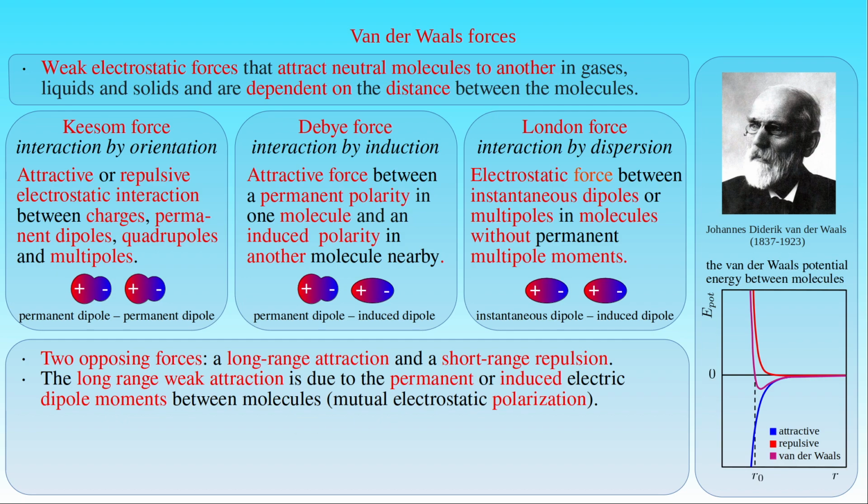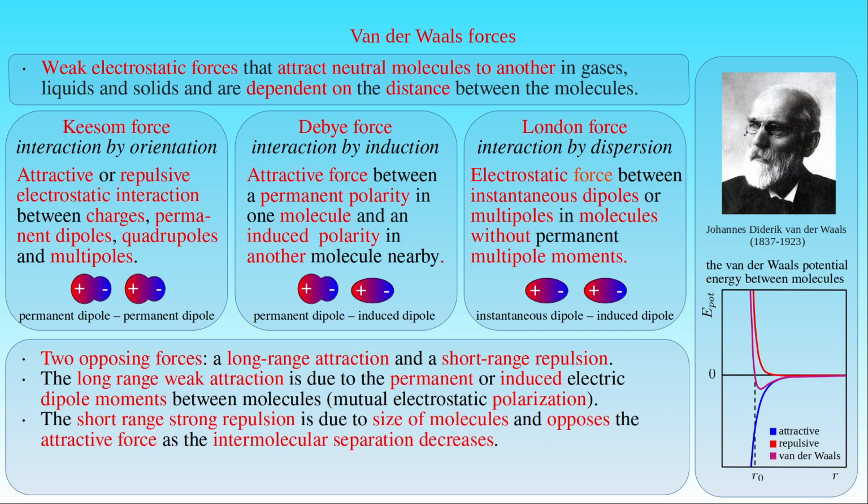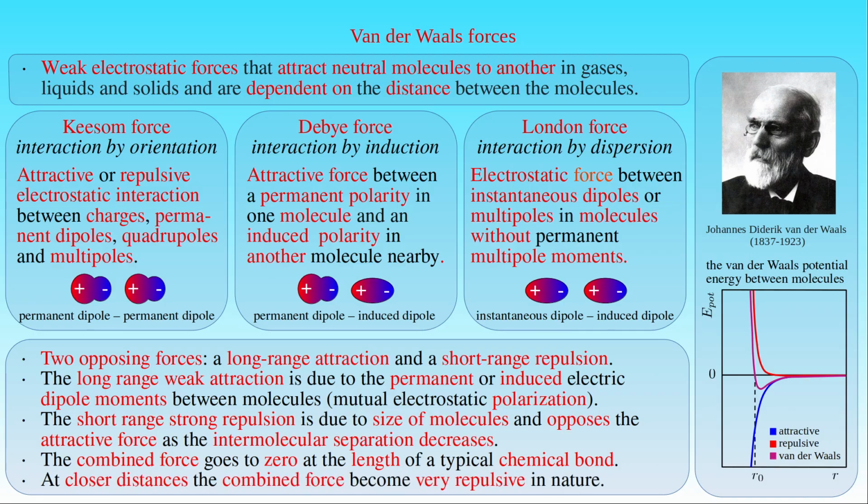This repulsion is therefore due to the size of the molecules and opposes the attractive force as the intermolecular separation decreases. The combined force goes to zero when the interatomic distance reaches approximately 0.2 nanometers, denoted by R0, which is about the length of a typical chemical bond. At closer distances, the combined force becomes very repulsive in nature. When van der Waals developed a discrete model of real gases to describe their behavior by applying the molecular theory of matter, he introduced corrections in the ideal gas equation based on these two characteristics of the electrostatic intermolecular forces in gases.